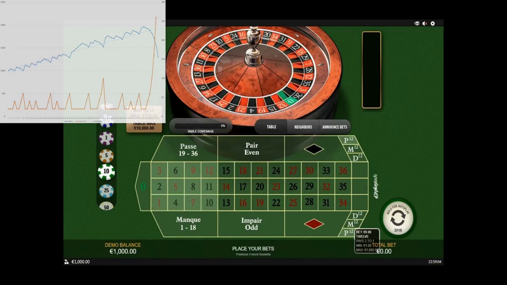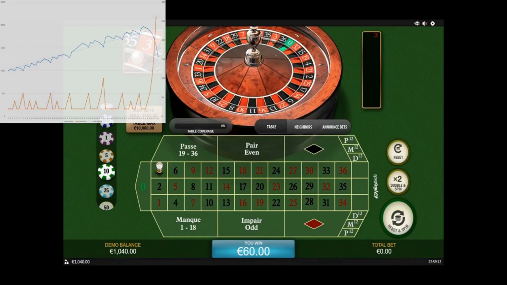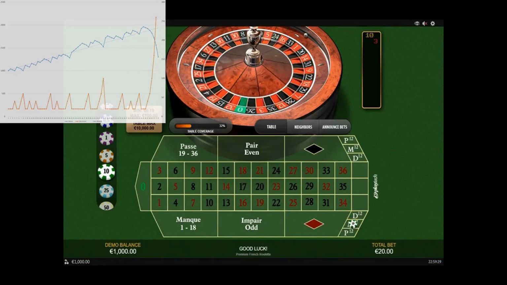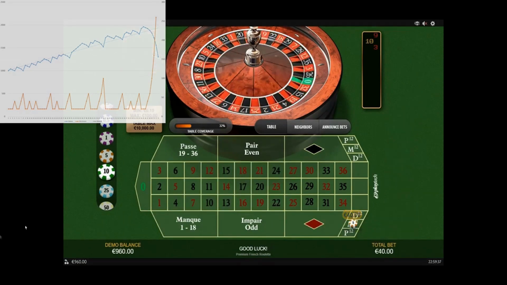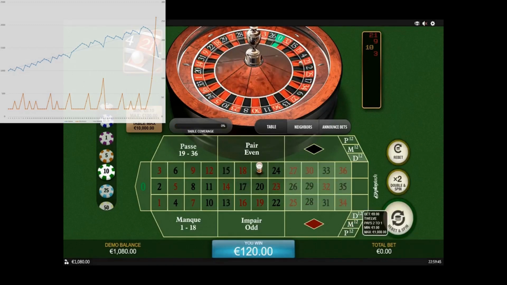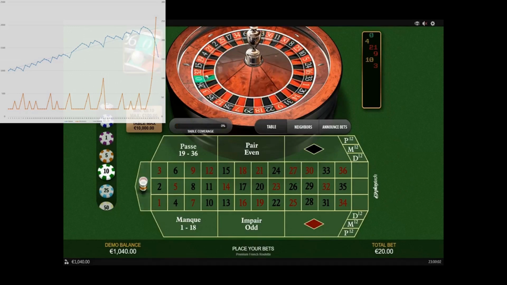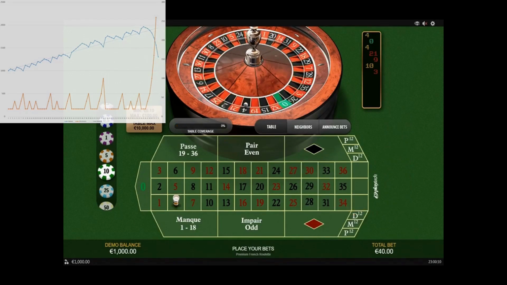Game number 3. Let's dive into the gameplay. This time we switched back to a single zero table. The table setup was slightly different from what we're used to, but our strategy remained effective. The game kicked off on a positive note.